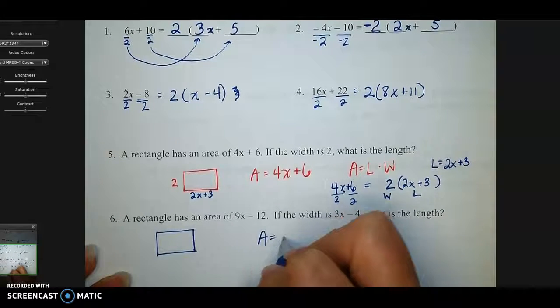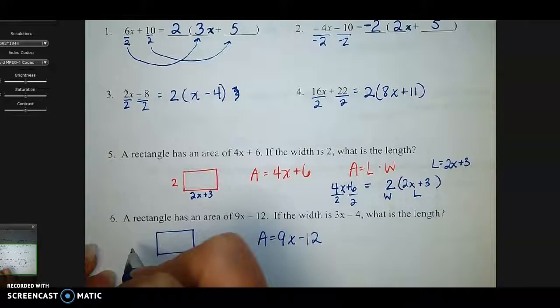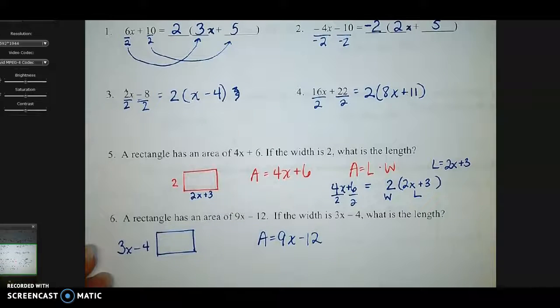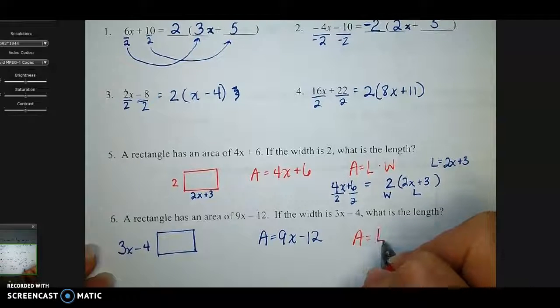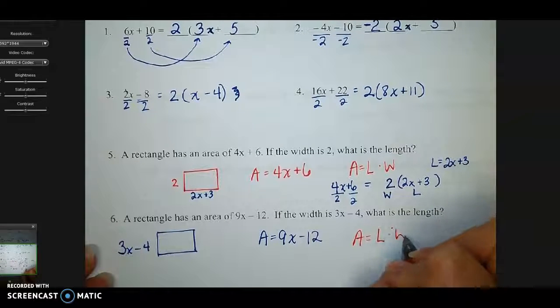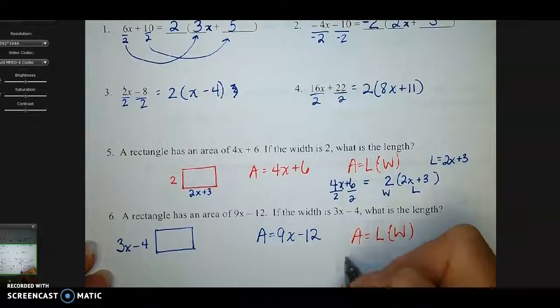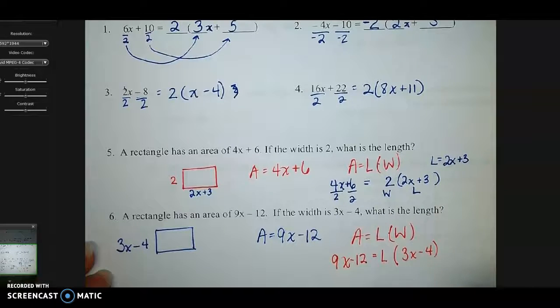Another rectangle. This time the area is 9x minus 12. And they tell me that the width is 3x minus 4. So that area equals length times width. And you can write it like this too, if that kind of helps. 9x minus 12 is equal to some number times 3x minus 4.